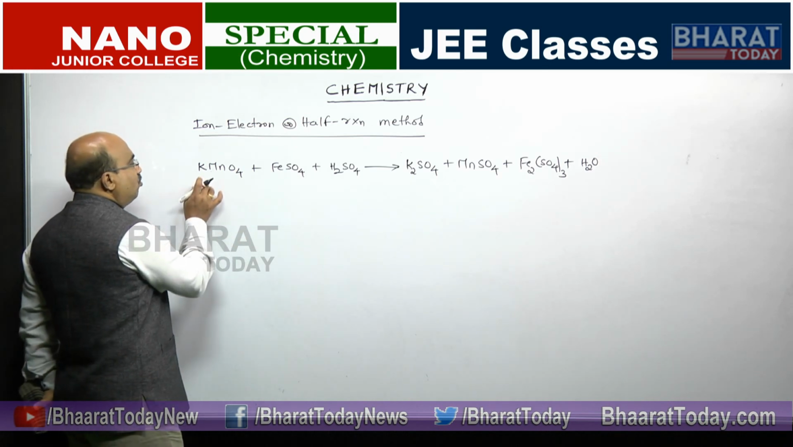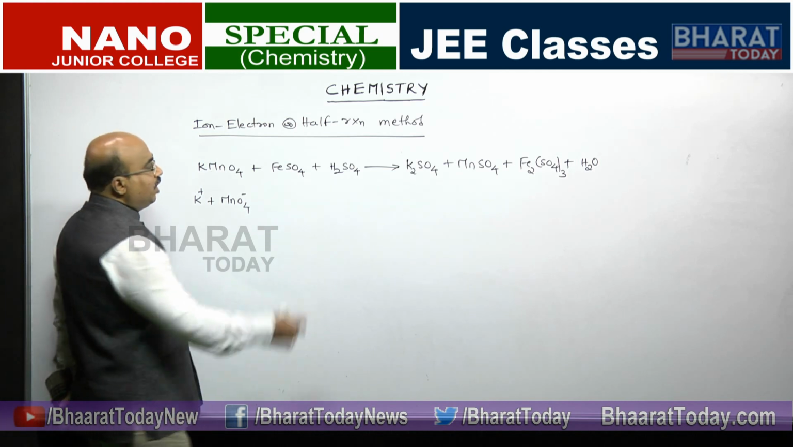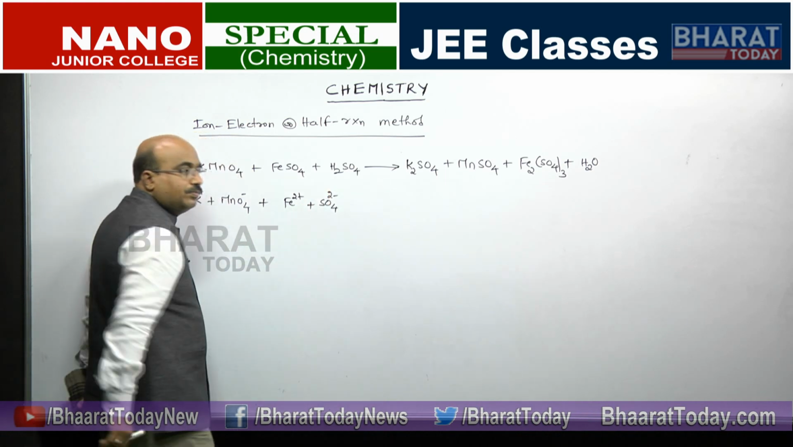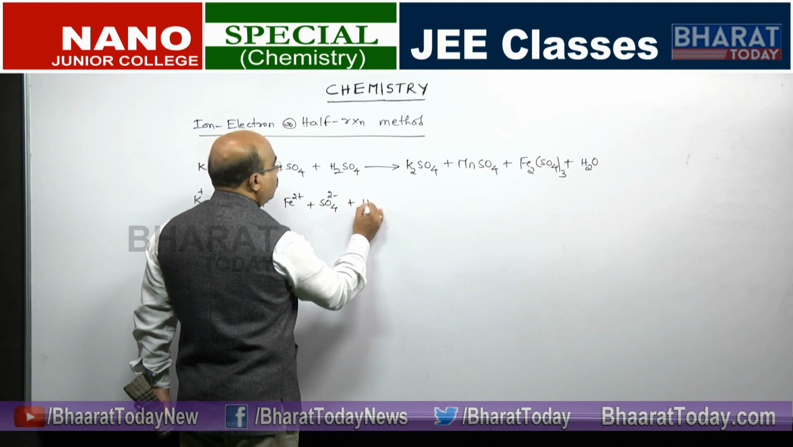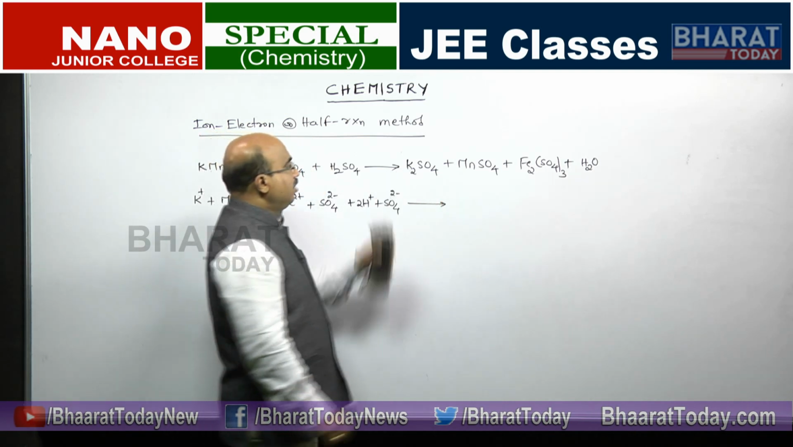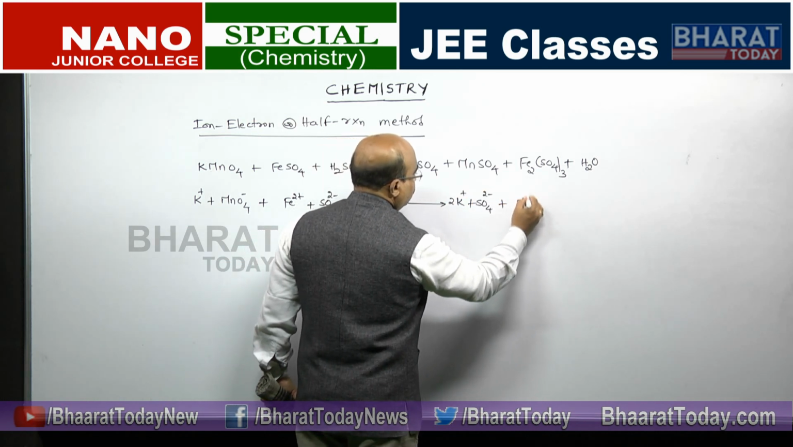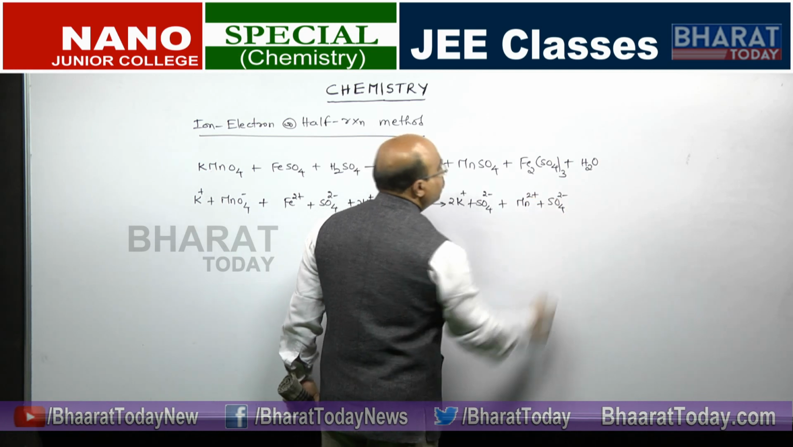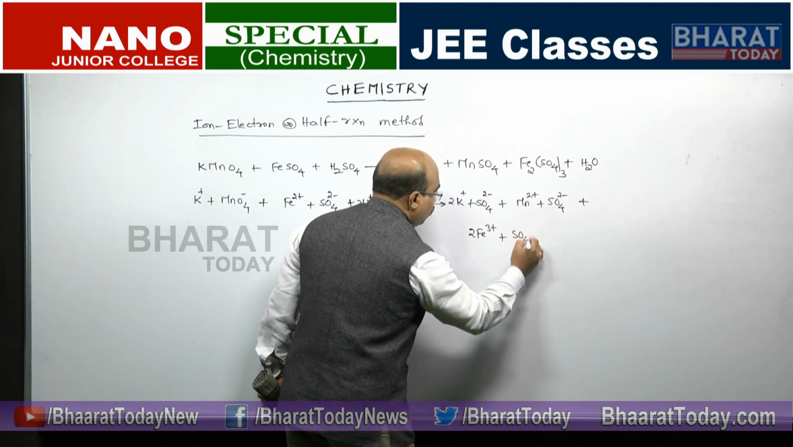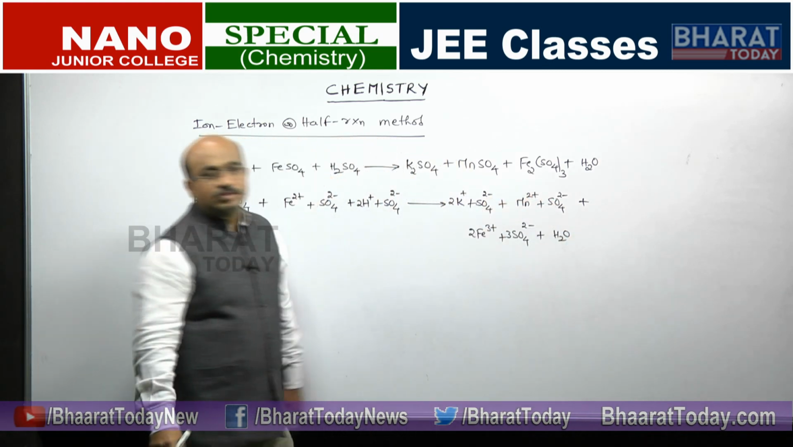If you take KMnO4 in solution, it converts to K plus and MnO4 minus, and FeSO4 ionizes as Fe2 plus and SO4 2 minus, then H2SO4 as 2H plus and SO4 2 minus, then 2K plus SO4 2 minus, this is Mn2 plus SO4 2 minus, and this has 2 Fe3 plus 3 SO4 2 minus. This water will not ionize; it is only a solvent for us.